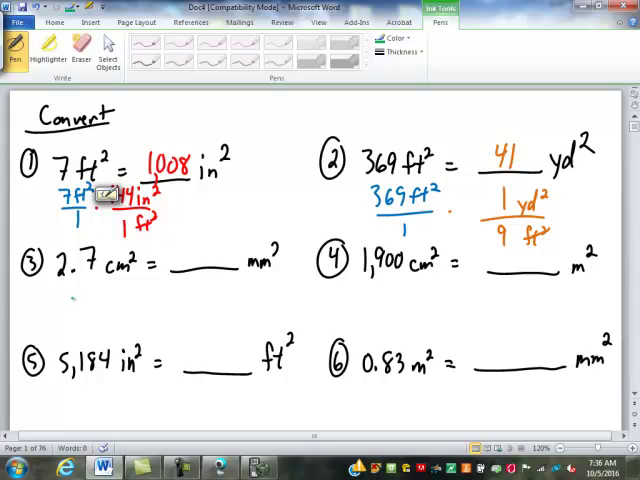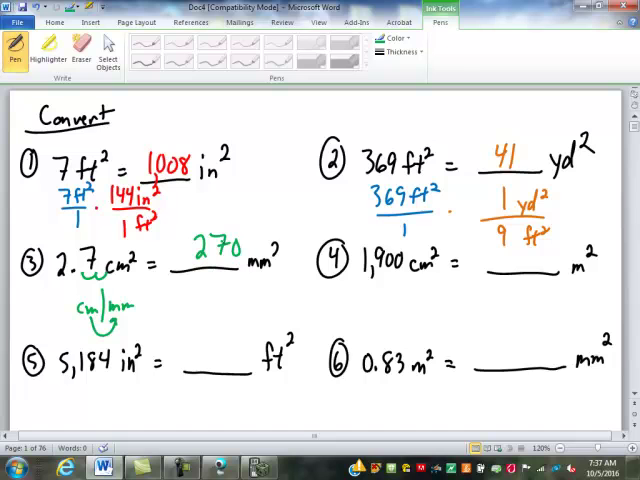So 2.7 square centimeters into square millimeters. Now this is where we can use our chart. To get from centimeters to millimeters, how many spots is that on the chart? It's actually just 1 spot to the right. But since it's squared, we double it. So it's 2 spots. 270 square millimeters.